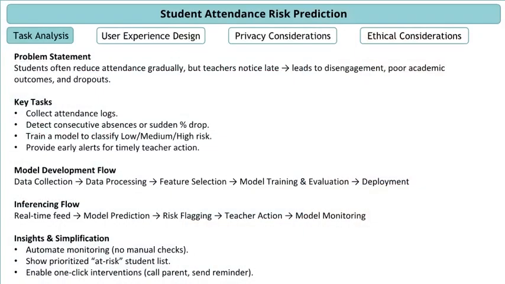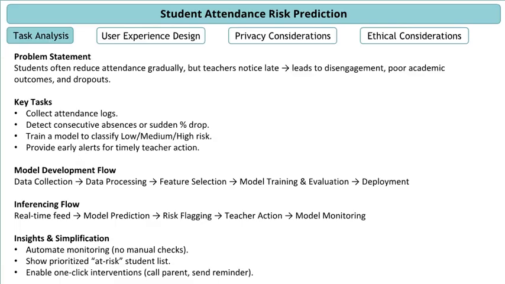Students often start reducing attendance gradually, but teachers notice it only after some time. By then, it leads to disengagement, poor performance, and even dropouts. To solve this, our task is to use attendance logs to detect early warning signs like consecutive absences or sudden drops in attendance. The model will classify students into low, medium, or high-risk categories and provide timely alerts to teachers.